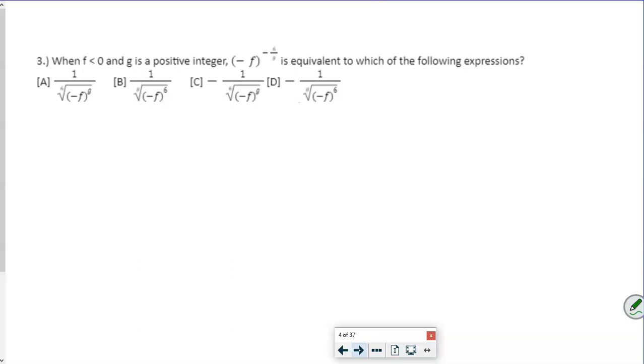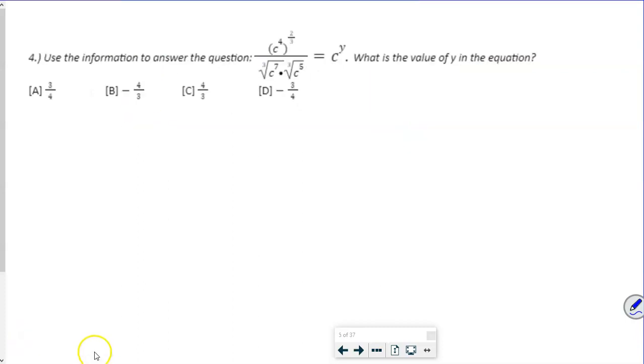When f is less than 0 and g is a positive integer, which is because f is negative, it says here. So negative f in parentheses to the negative 6 over g is equivalent to which of the following expressions. So when we do this one, we're always going to keep that negative f in our set of parentheses. Okay, then we're going to put our radical. And because it's negative, it's going 1 over, right? And then remember, our index is our denominator, so our g goes here, and our 6 goes here. So the one that matches that is B.